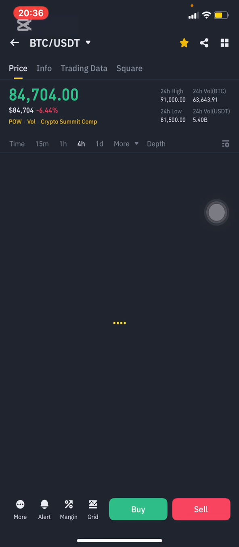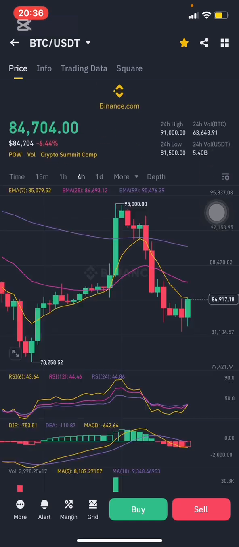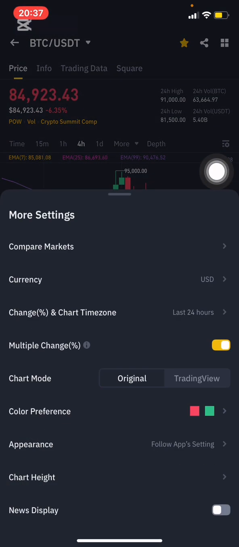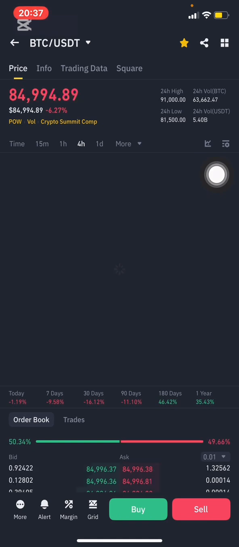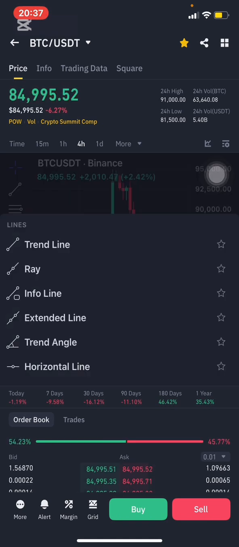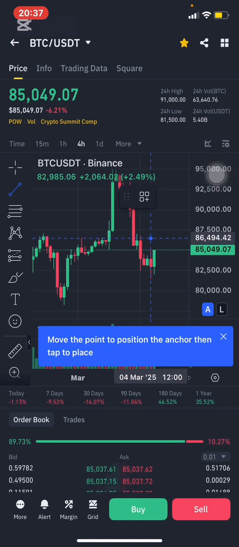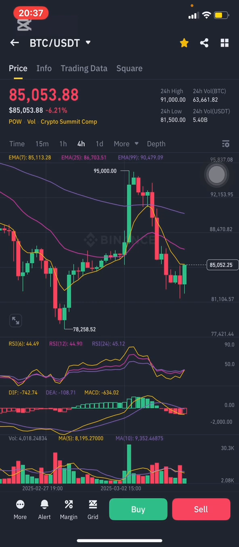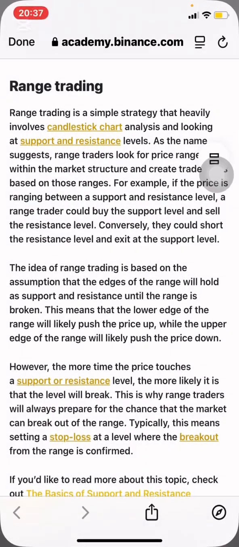Now with Binance, and we have other applications like TradingView that I can recommend members to get, because on Binance, on my lower left, we have what we call More. If I come to More under the chart mode, I can simply turn this to TradingView. In TradingView, you get options where you can draw the resistance lines and the support lines. These ones you have to create by yourself, but we shall look at that in the video where we shall mainly focus on support and resistance, but we are still on range trading.